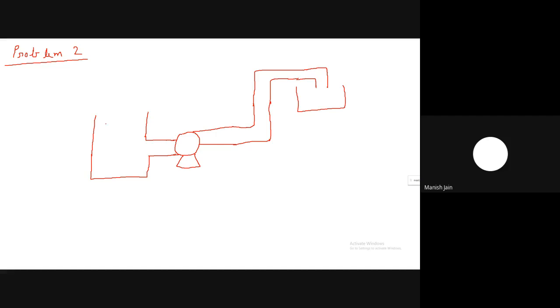So this reservoir is totally filled with the fluid and you are taking the fluid from the middle point of the reservoir. So this is point 1, and this is point 2 where the fluid leaves the reservoir. Now here you have point 3 inside the pipe. After the pump you have point 4.